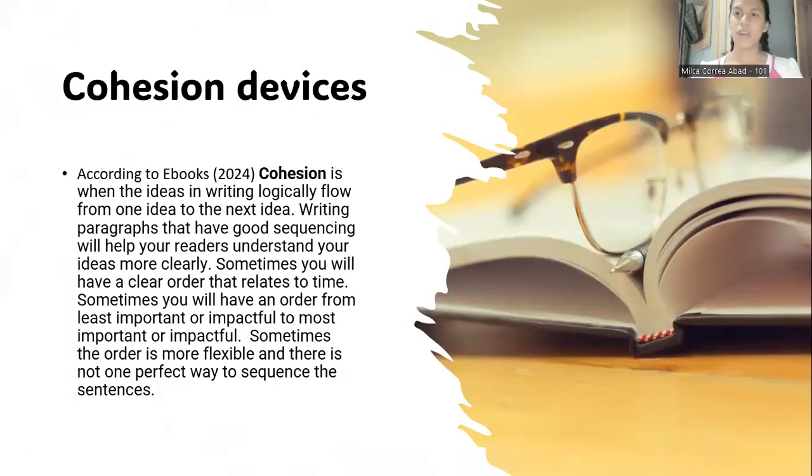So first, I want to make an introduction about what cohesion devices are. According to eBooks 2024, cohesion is when the ideas in writing logically flow from one idea to the next idea. Writing paragraphs with a good sequence will help readers understand your ideas more clearly. Sometimes you will have a clear order that relates to time. So they are really useful, really part of the sequence to make sentences.